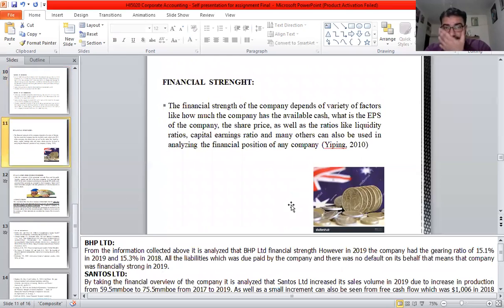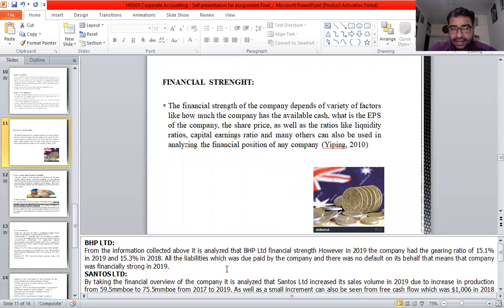The financial strength of the company. So the financial strength of the company generally depends on a variety of factors, like how much cash the company has available, what the EPS of the company is, the share price, as well as ratios like the liquidity ratio, capital earnings ratio, and many others, which can also be used in analyzing the financial position of the company, as written by Yiping 2010.